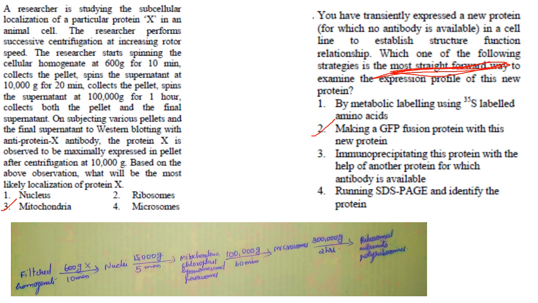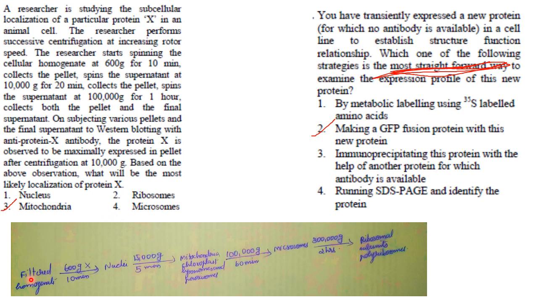The researcher starts spinning the cellular homogenate at 600 G for 10 minutes, collects the pellet, spins the supernatant at 10,000 G for 20 minutes, collects the pellet, spins the supernatant at 100,000 G for 1 hour, and collects both the pellet and the final supernatant. On subjecting various pellets and final supernatant to Western blotting with anti-protein X antibody, protein X is observed to be maximally expressed in the pellet after centrifugation at 10,000 G.